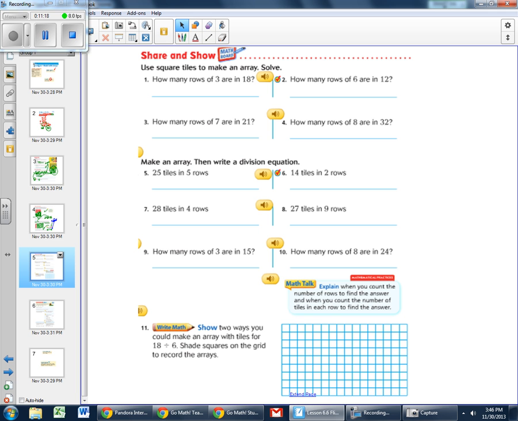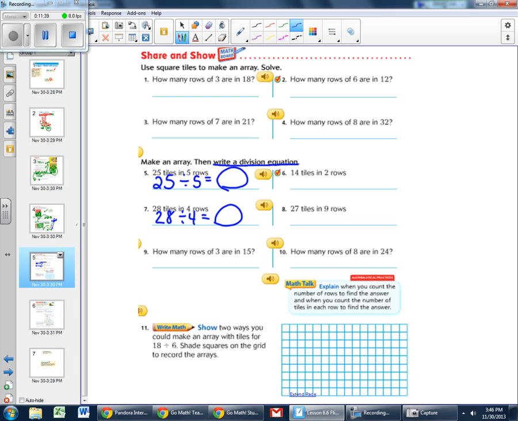Okay, and then the next one you're going to write a division equation. So write a division equation. You know that that means it has to have an equal sign in it. You're going to start with your biggest number, 25 tiles in 5 rows equals, and then solve that problem. Okay. Again, 28 divided by 4 equals, should go pretty quickly for you.